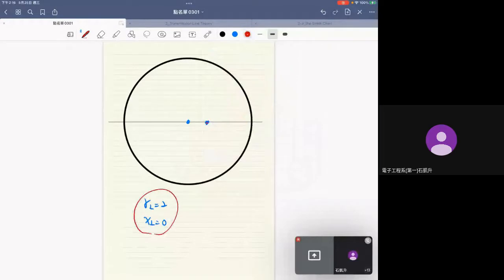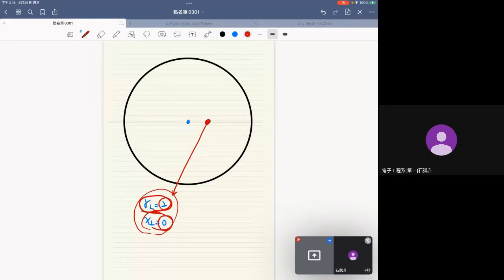Here. And the load has a real part of 2. This is a normalized real part. And the imaginary part is 0 at this point.